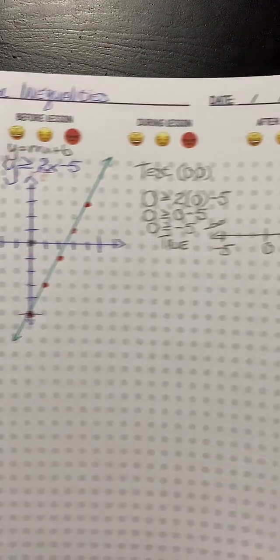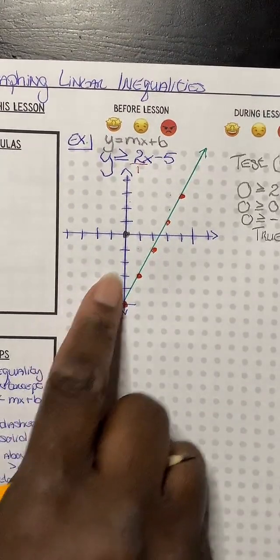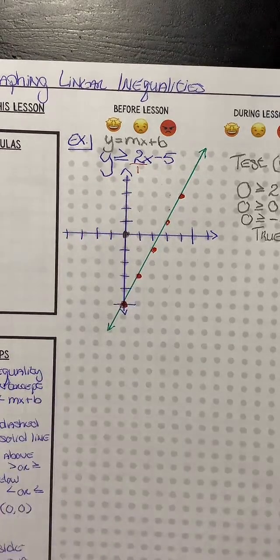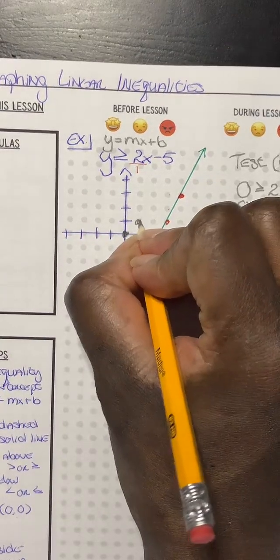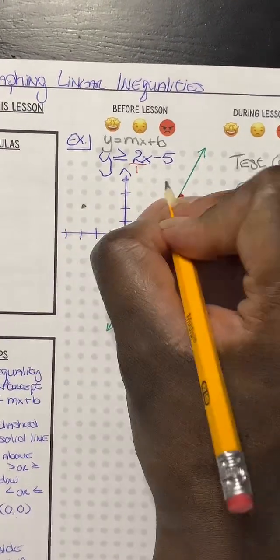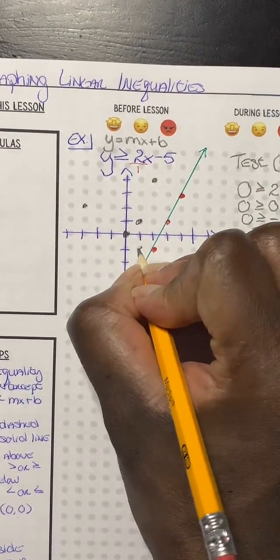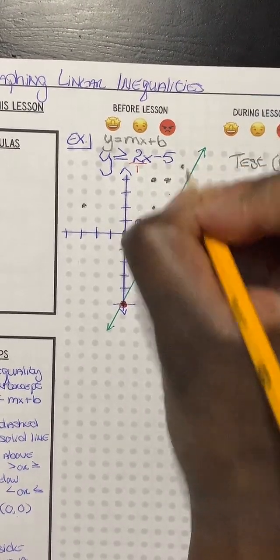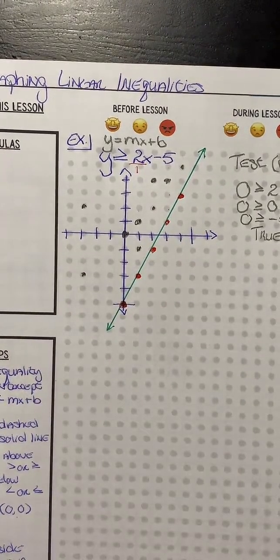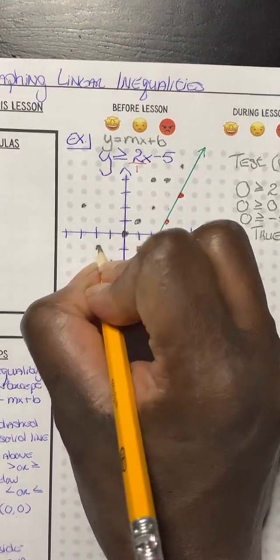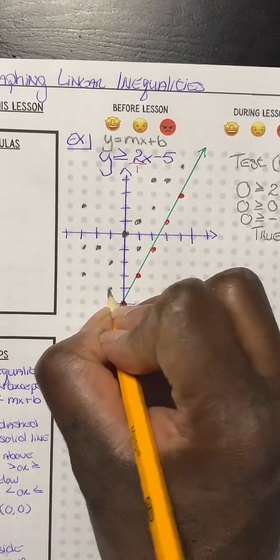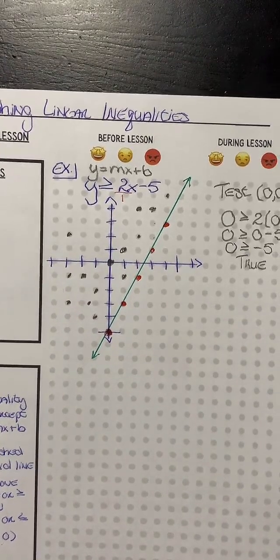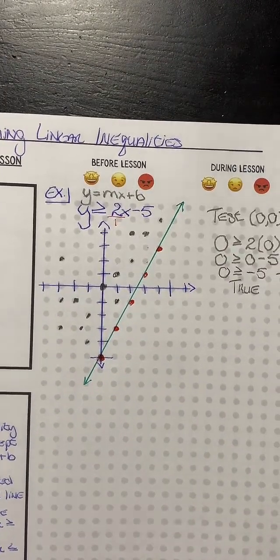Now, since it is a true statement, that means all these points on this side of the boundary line make it a true statement. So this point makes it a true statement. This point over here, this point over here, this point right here. You see how freaking crazy this is? So instead of us picking each and every single solitary point, and even the points that are in between, we do what's called shading.